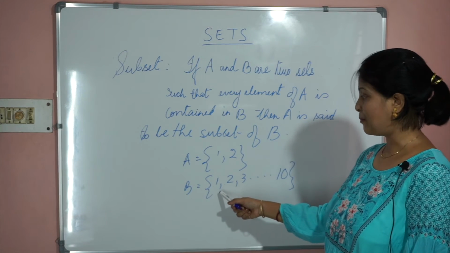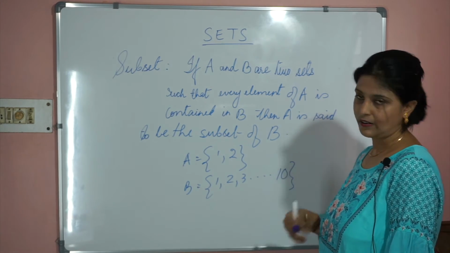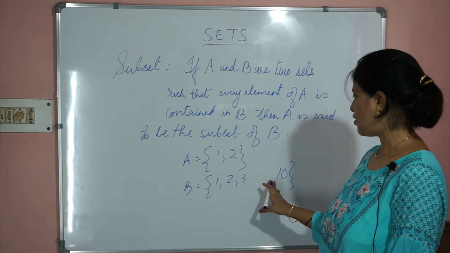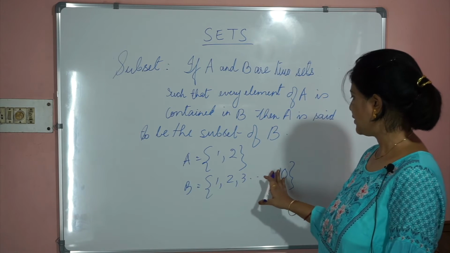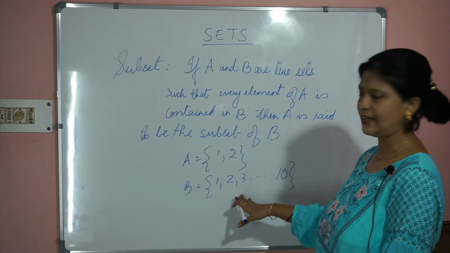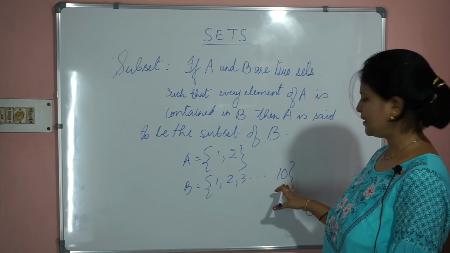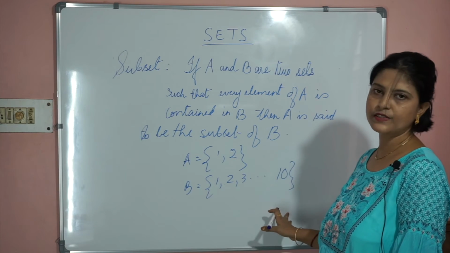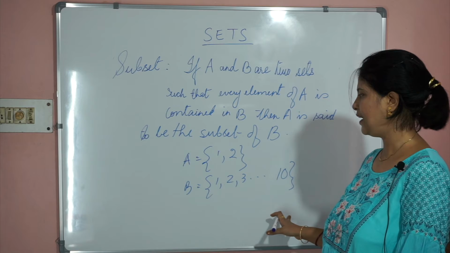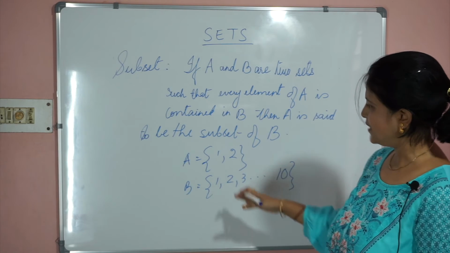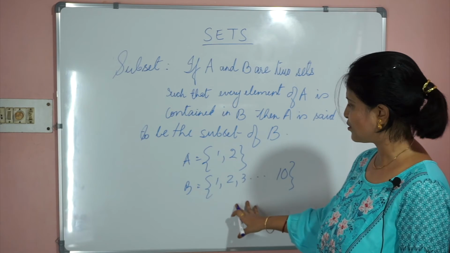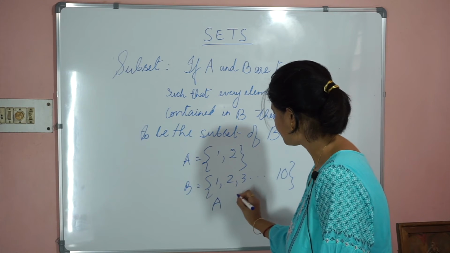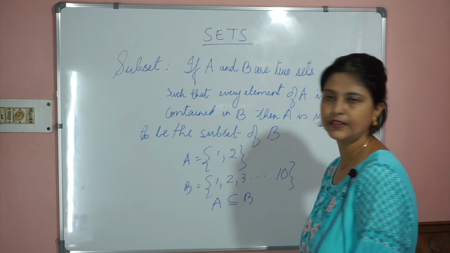When the number of elements in a set is large, we can use three dots in between, and write the first three elements and the last element within a pair of curly brackets to represent the elements of the set. So, here, as I said, the elements present in A are also present in B. That is why A is a subset of B.